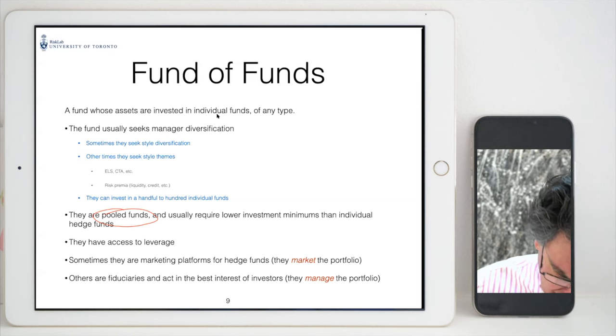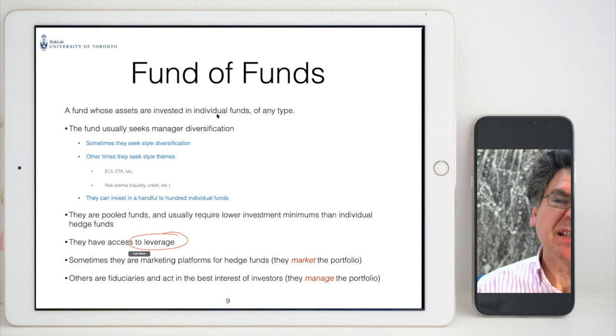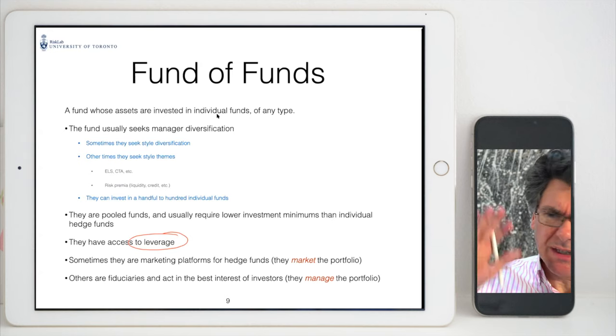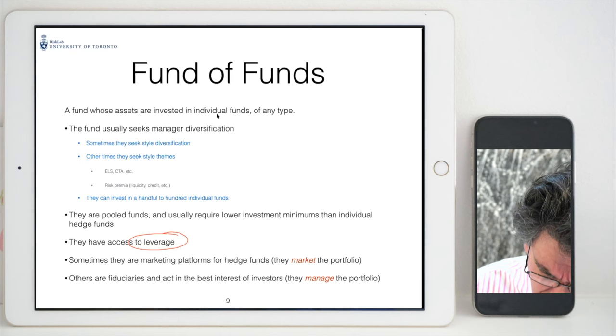Another is they have access to leverage. This we haven't seen yet. We're going to see this later, in about a couple of weeks. And fund of funds is a very good way of having access to leverage. We will see that later, okay?